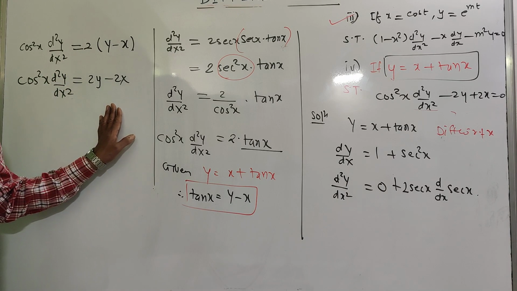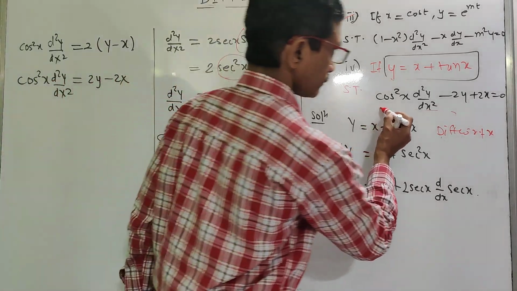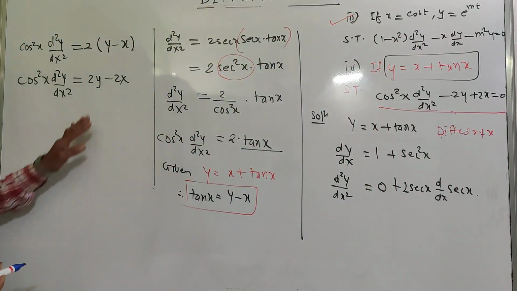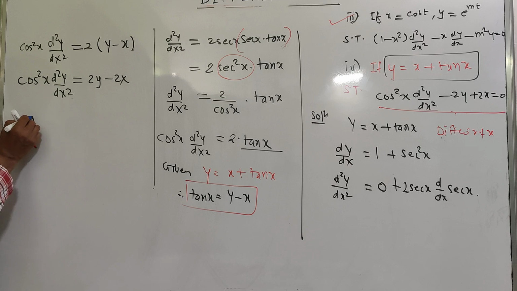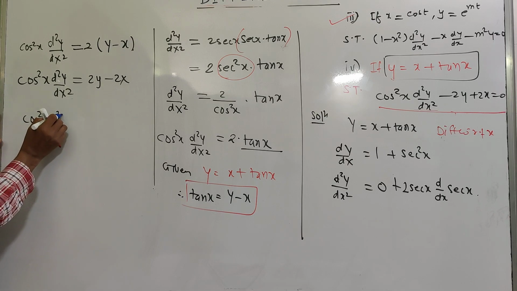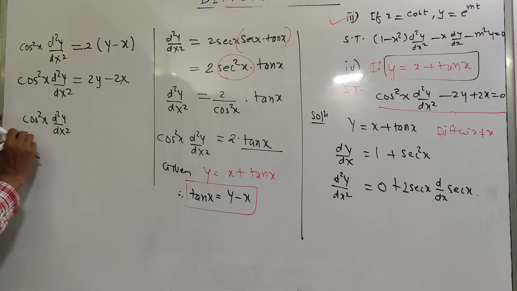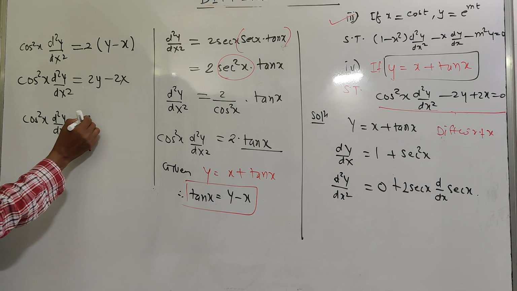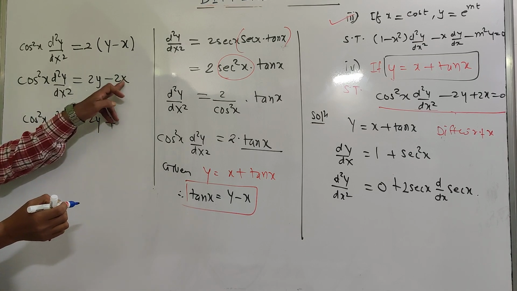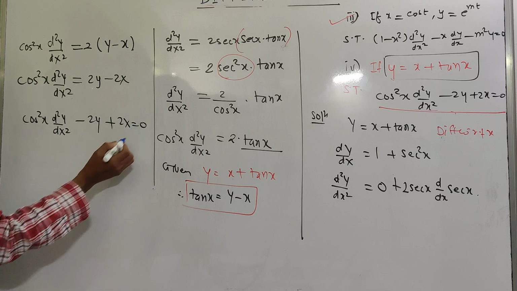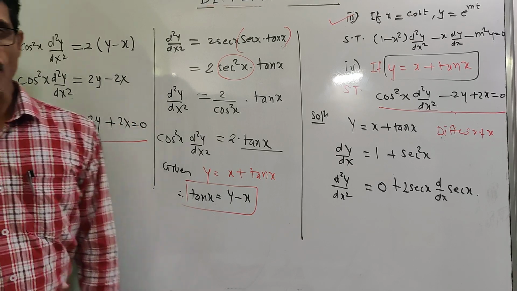Take all the terms in left hand side, we'll get this result. So taking these terms in the left hand side, cos square x d square y by dx square minus 2y, and this minus will become plus 2x is equal to 0. This is required to show.